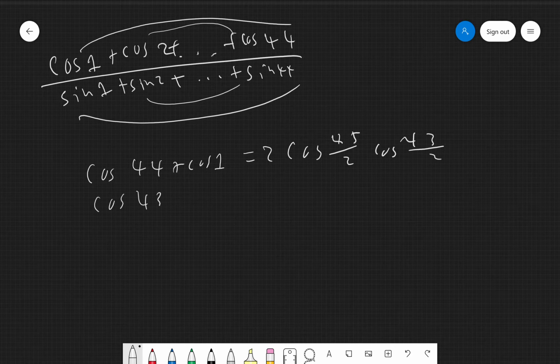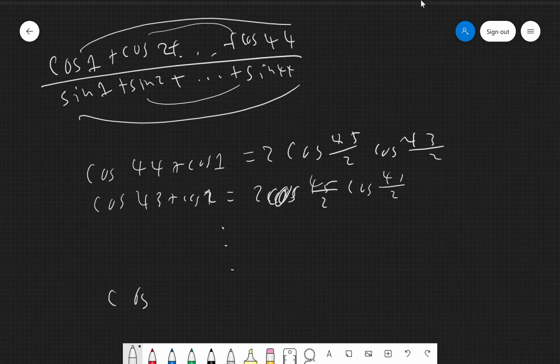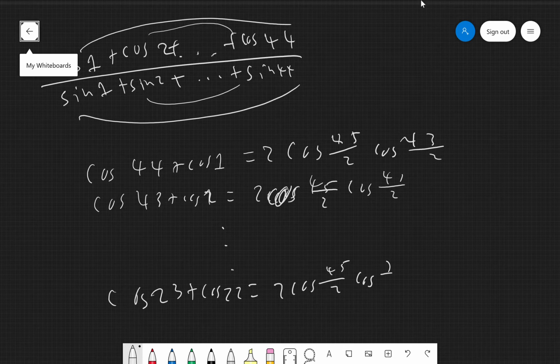Now cosine of 43 plus cosine of 2 equals the same thing, right? Don't you think it's going to be the same thing and all work out perfectly? This one's also going to have 45 over 2, and then 43 over 2, and it's 41 over 2, and so on. We're going down by 1 every time on the second cosine's angle, but the first cosine stays the same. The last one is going to be cosine of 23 plus cosine of 22, because that's in the middle. So that's equal to 2 cosine of 45 over 2 times cosine of 1 half.